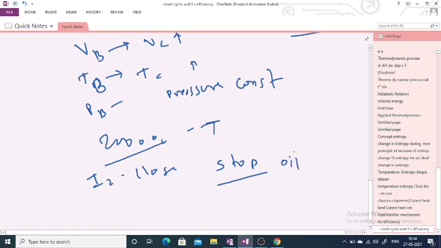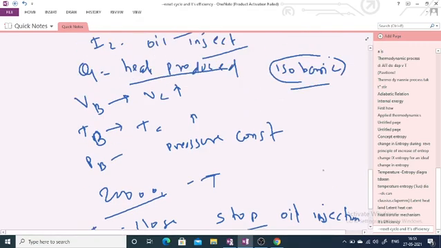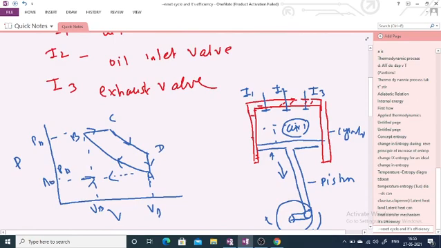Oil injection usually stops by closing the I2. So usually the I2 is closed, and the supply of oil is cut off. The pressure of the expanding hot gas pushes your piston in the outward direction. Here the hot gas has a large pressure, and that pressure affects your piston. So the piston moves in the outward direction.